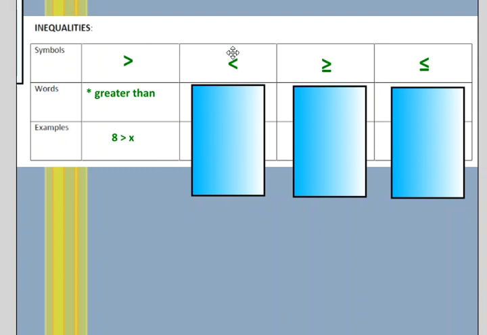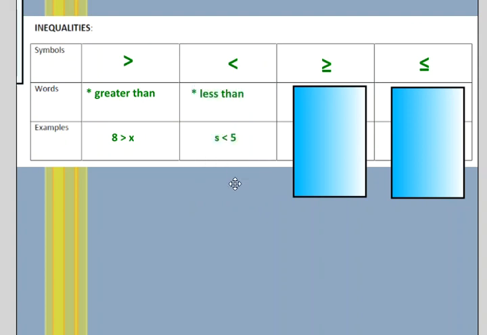Then there's the less than symbol. The mouth is facing the right. That's the less than symbol. So there's your words. And there's an example. S is less than 5. So we're just showing a value of something that's not equal. Something is less than something else.